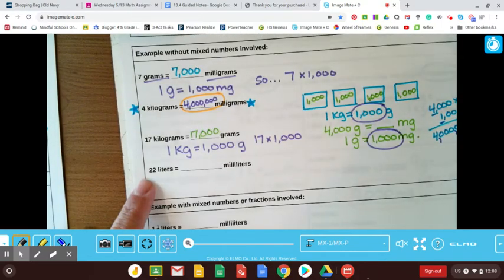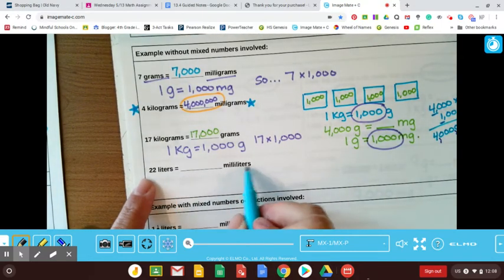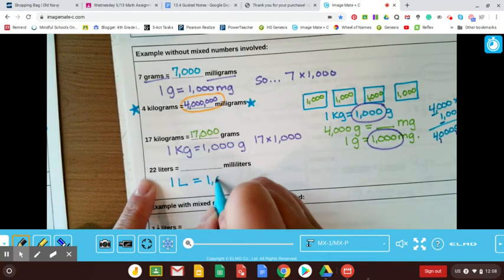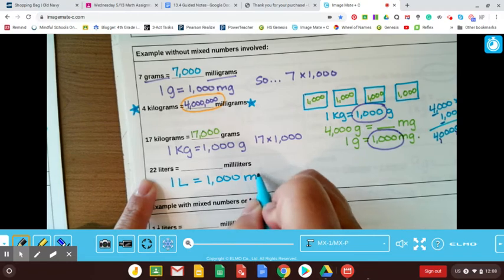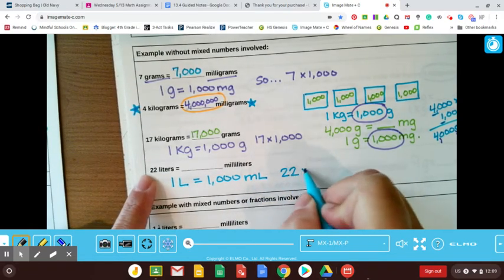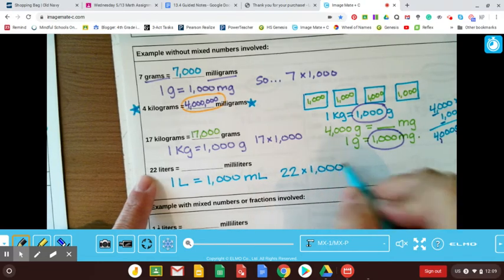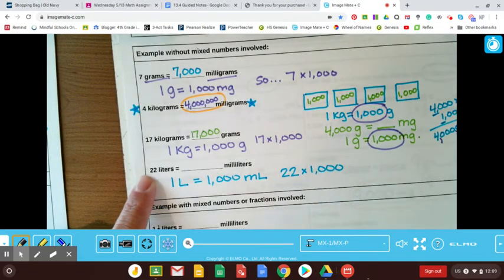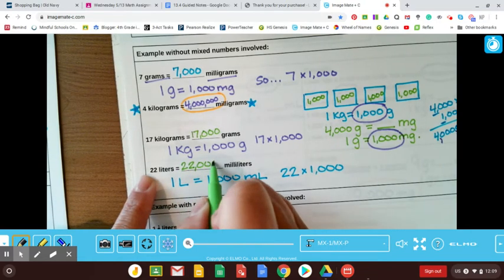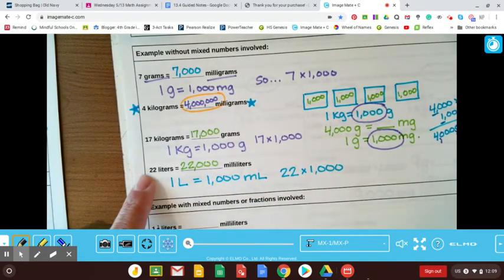And for my next one, I have 22 liters is how many milliliters? Well, 1 liter equals 1,000 milliliters. So I'm going to multiply 22 times 1,000, which then gives me 22,000.